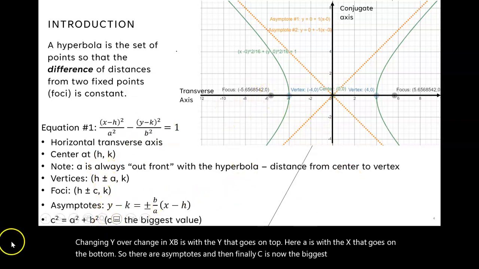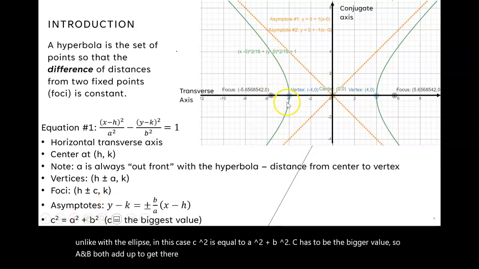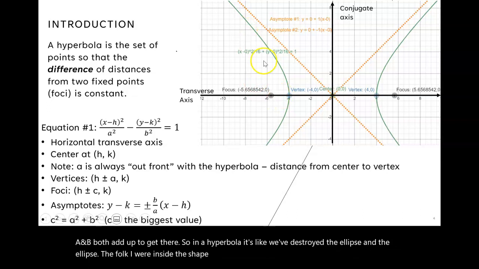All right, so unlike with the ellipse, in this case, c squared is equal to a squared plus b squared. C has to be the bigger value, so a and b both add up to get there. So in a hyperbola, it's like we've destroyed the ellipse. And on the ellipse, the foci were inside the shape. Now the foci are far out and outside the shape, and I'll show you with an example in class.